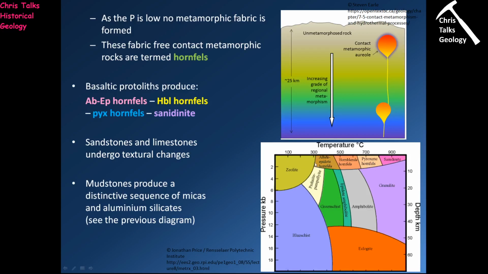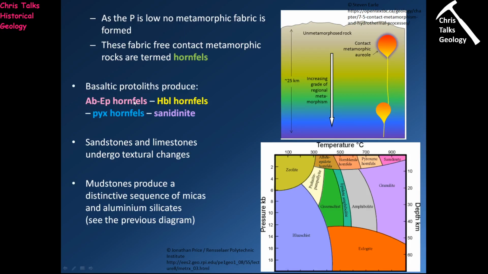And so we go albite epidote hornfels, hornblende hornfels, pyroxene hornfels, and then as we increase the temperature even further, we end up with a type of rock called a sanidinite. And so this is what we see when we contact metamorphose a basaltic protolith. So at lower temperatures, we'll get an albite epidote assemblage. So we'll see the mineral albite and the mineral epidote in the rock.